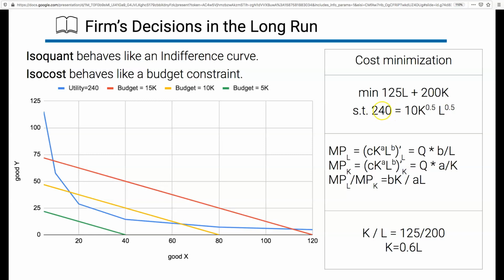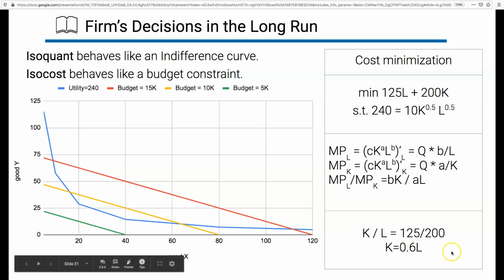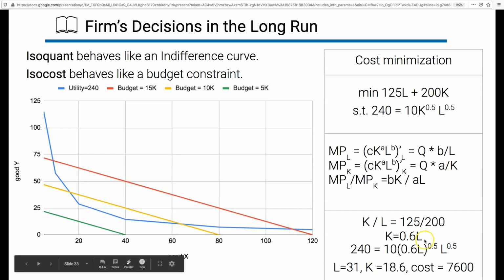So take this equation, 240 equals 10 square root K square root L. Replace K with 0.6L, and you'll get 240 equals 10 times 0.6L to the 1/2, that is square root 0.6 times square root L. And now it's just an equation in one variable. Solve it for labor, and you'll get that labor is approximately 31, and then capital is approximately 18.6, and the minimum cost is 7,600. Again, approximately. I'm rounding for convenience, but you can see that the cost does fall in between 5 and 10,000, just like we said before.